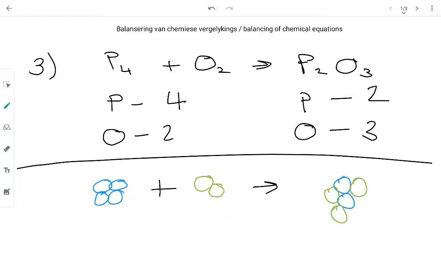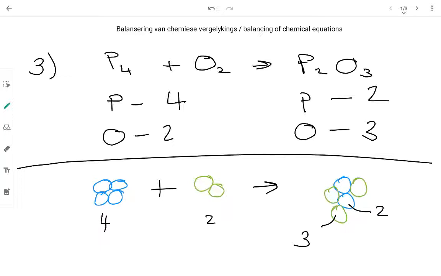Now, if we have a look at method number 2 here at the bottom, we can also count it to see I have 1, 2, 3, 4 phosphorus atoms, 2 oxygen atoms, and then on my right-hand side, I have 2 phosphorus atoms and I have 3 oxygen atoms. Now we need to have a look. How do I balance these equations now? Now that we can see we don't have the same amount of phosphorus atoms or the same amount of oxygen atoms on my left or on my right-hand side.